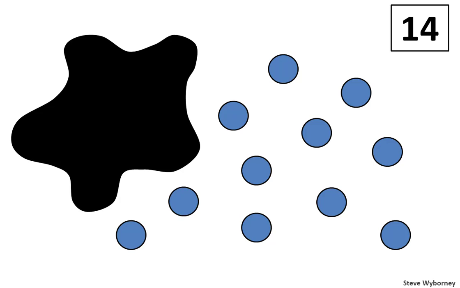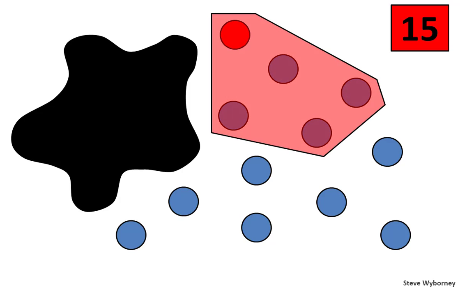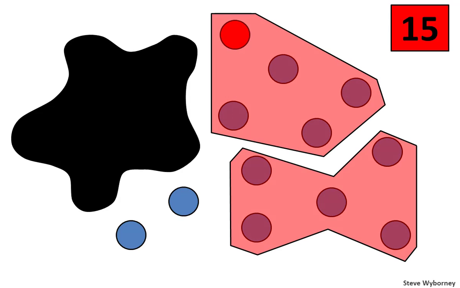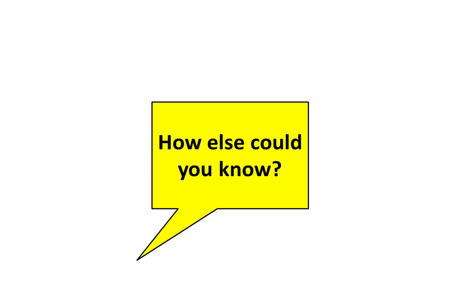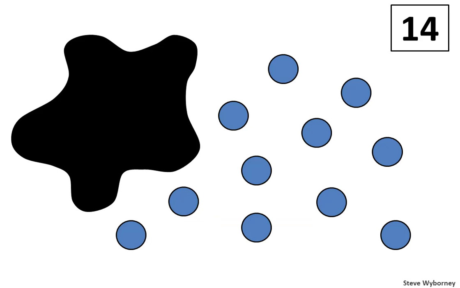I can work with 14, but sometimes it's easier to work with 15, so I'm going to change the 14 to 15. To do that, I need to add 1 dot. Now the total is 15. I'll find groups of 5. Here is one group of 5. Here is another group of 5, so that makes 10. Here is another group of 5, which makes 15. I wonder what's under the splat, and I think I know. How else could I know?